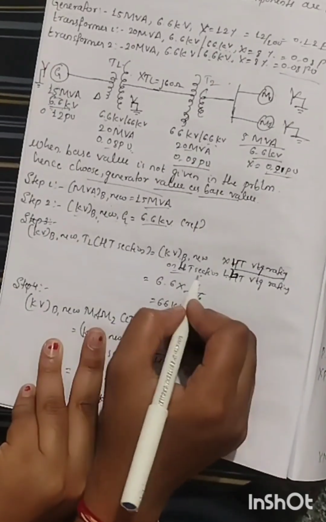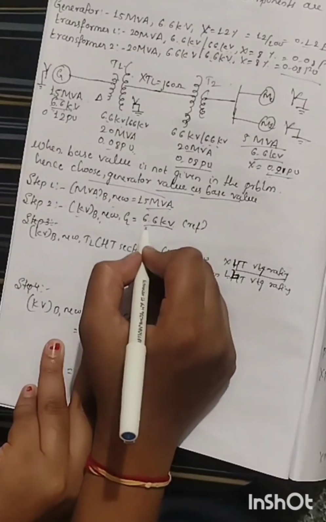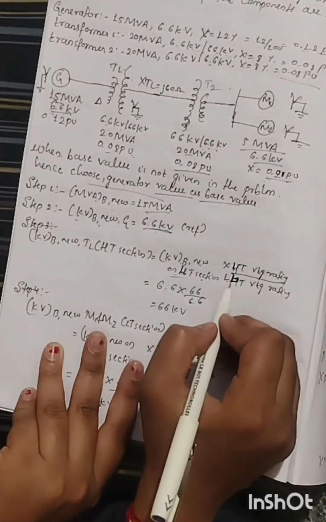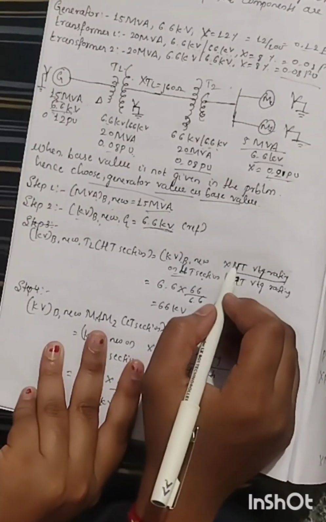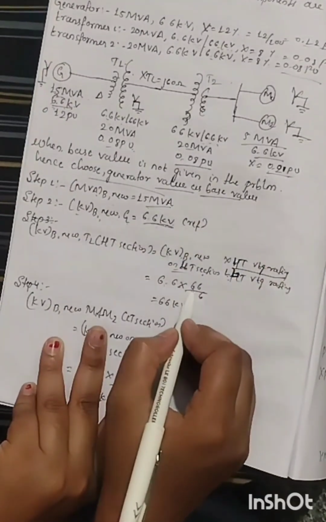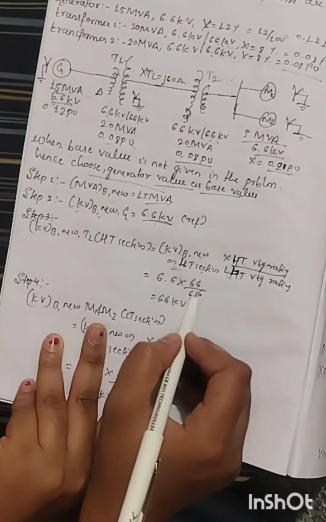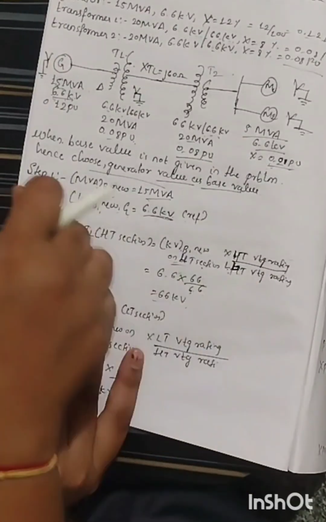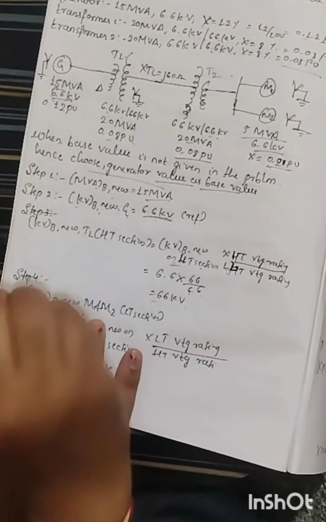kV base new on HT section. What is the LT section value? That is 6.6 kV. This we need to take as the reference value, 6.6. Then HT voltage rating divided by LT voltage rating is there. So first is HT. We need to take the higher value, that is 66 first, and then we need to take 6.6. 6.6 will cancel each other and 66 kV is the final answer. We have calculated the kV base new for the transmission line which lies in the HT section.